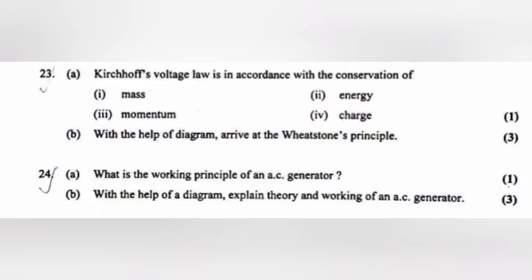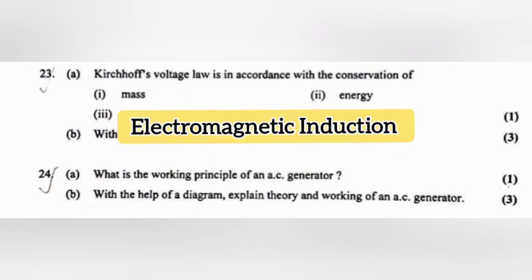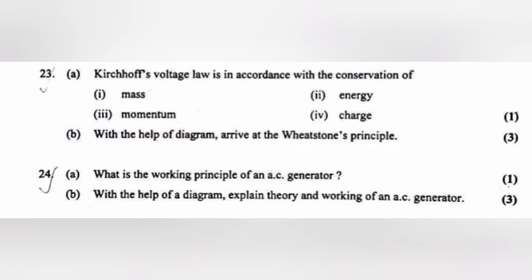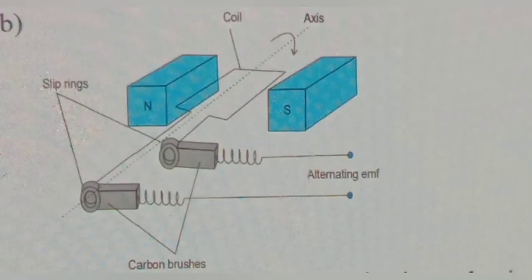24a. What is the working principle of an AC generator? Answer. Electromagnetic induction. B. With the help of a diagram, explain theory and working of an AC generator. Answer.